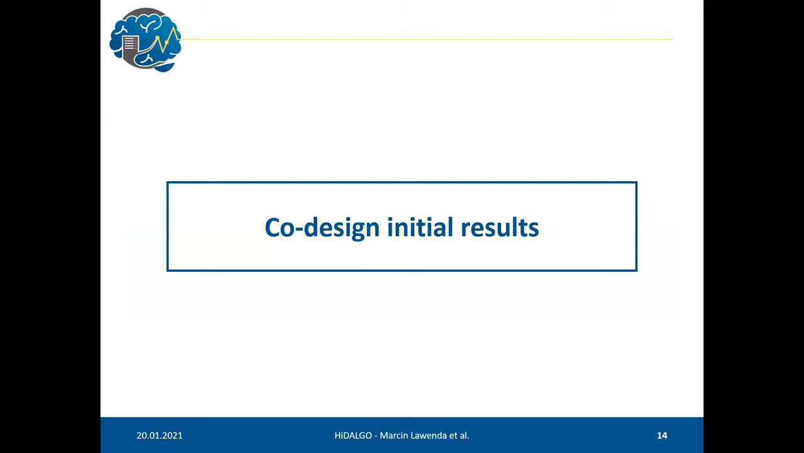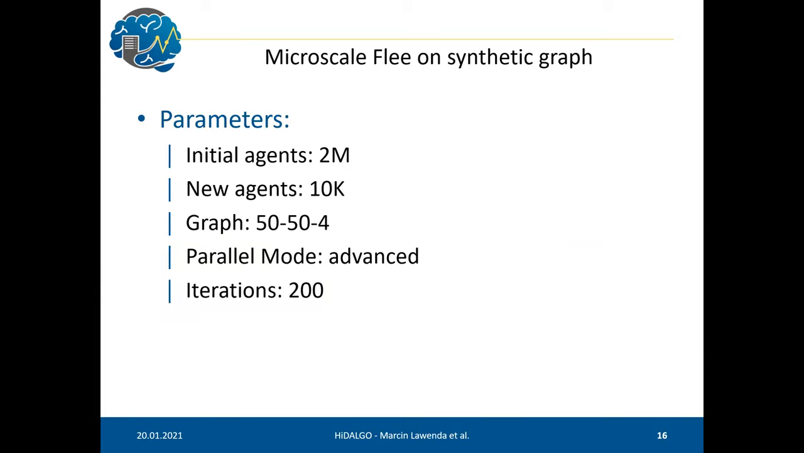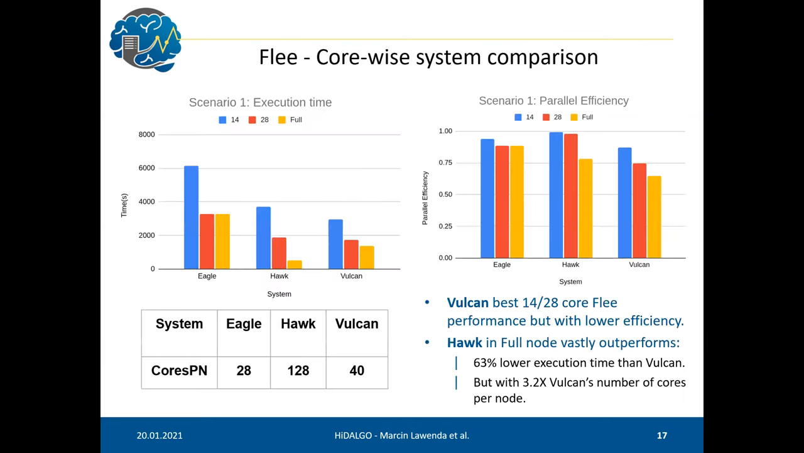And I give you now some ideas. First, let's start with the migration, which is the Flea application developed by the Bull. These are the parameters, so it means that we start with 2 million agents. New 10k agents are added each step. This is the size of the graph, and parallel mode is advanced, and iterations to 100.